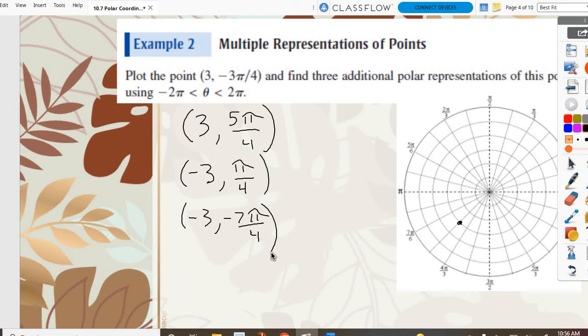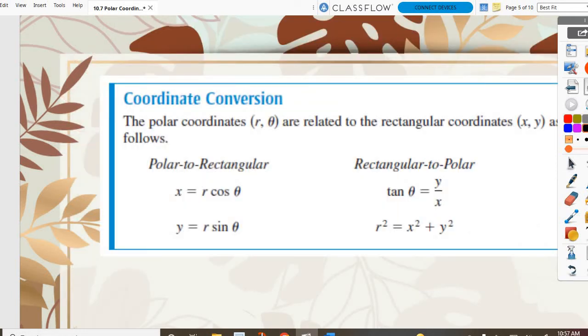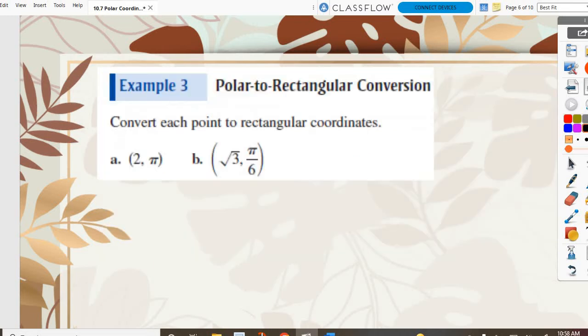Alright, so next up, just like with our parametric equations, there are times where we want to convert back to rectangular or from rectangular to polar. So we have a set of equations that allows us to do that. Polar to rectangular, and rectangular to polar. Do we have those down? Alright, let's look at some examples.